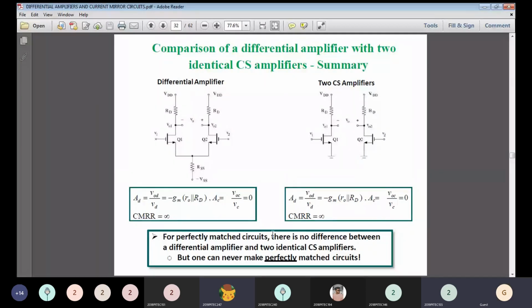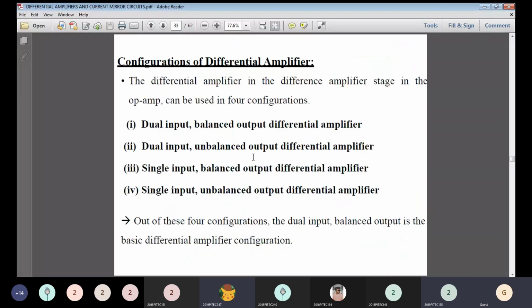So in a perfectly matched circuit, there is no difference between a differential amplifier and two identical common source amplifiers. Next we are moving on to the configurations of the differential amplifier. The differential amplifier works in two modes: one is common mode, and the other is differential mode. And this differential amplifier works under a configuration, so based on the configuration, we can categorize it into four types.